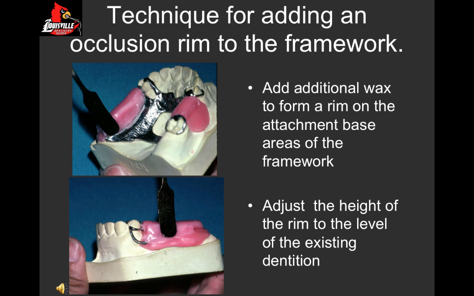After you have stuck that piece of wax on the base attachment area, you may need to add some additional wax to form a rim on the base attachment area of the framework. Adjust the height of the rim to be at about the level of the other existing dentition and smooth the sides. Carry that base plate down over the ridge so that it gets some buccal lingual support while you're trying to make a jaw registration record.